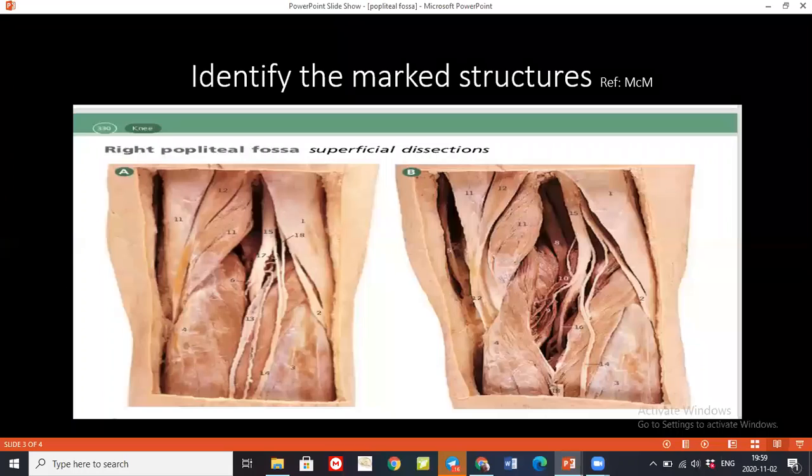We start with, first, it can be Baker's cyst, it can be aneurysm of the popliteal artery, or varicosities of the vein, or it can be schwannoma, it can be lipoma, it can be even hematoma, or meniscal cyst. Can you tell me how many groups of bursae are there present around the knee joint?